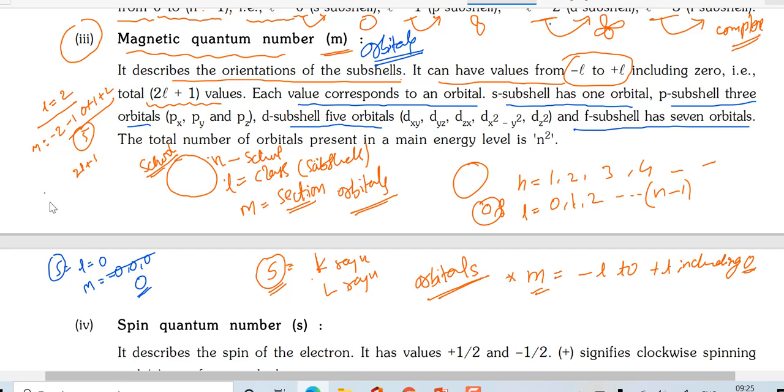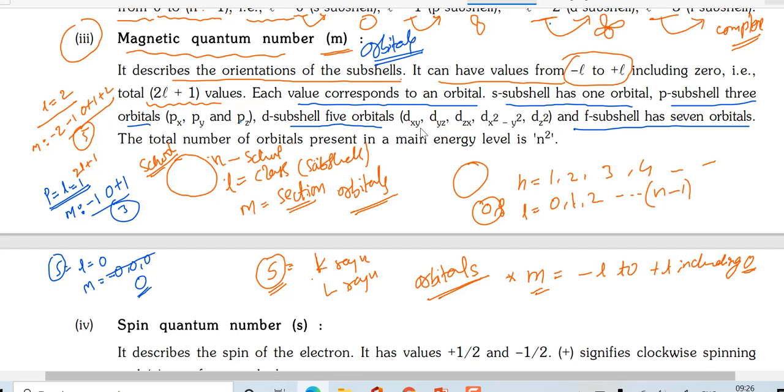Next I am talking about P. What was the L value for P? For the P subshell the L value is 1. Right? With L value 1, next the m value I am talking about. m values start from minus 1, 0, plus 1. Total how many? 3. Okay? That's why clearly it is mentioned here that the P subshell has 3 orbitals. Those are Px, Py, Pz.